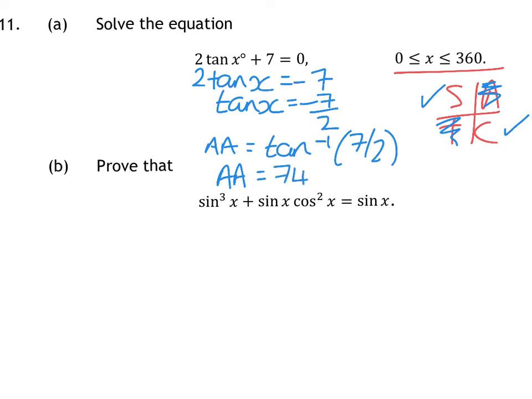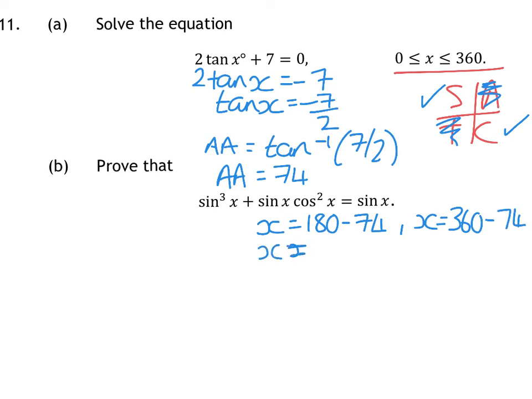So our answers in the sine box, I'm going to have to come down and use this space. So in the sine box, x is 180 minus 74. And in the cos box, it's 360 minus 74. So that gives us answers of 106 degrees and 286 degrees. Please use your calculator. I had to go to my calculator because I don't want to mess up. So that is your answers to part A.